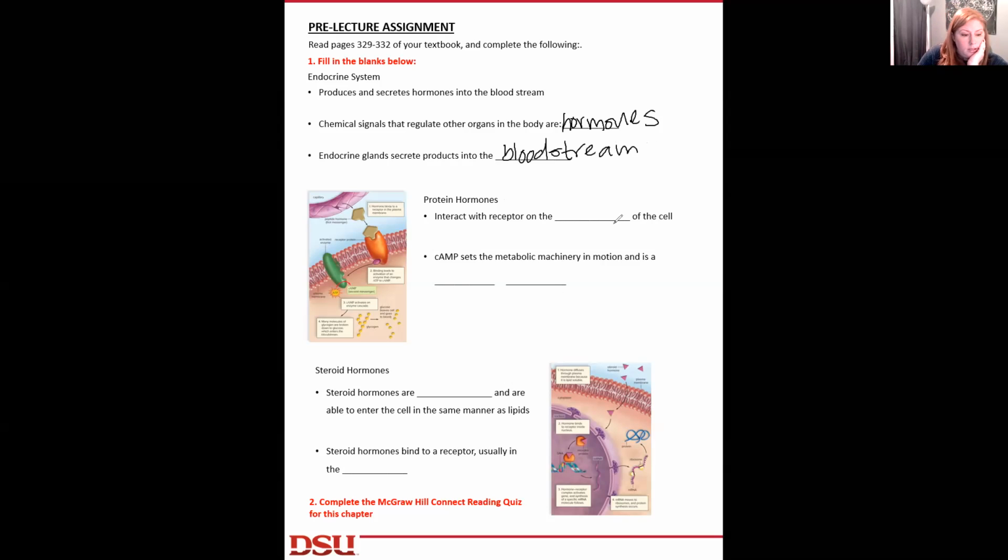So protein hormones then are going to interact with the receptor on the membrane of the cell, the target cell. Something called cAMP or cyclic AMP sets the metabolic machinery in motion and is a secondary messenger.